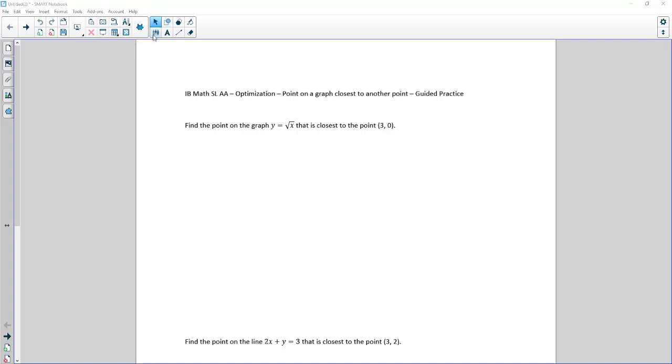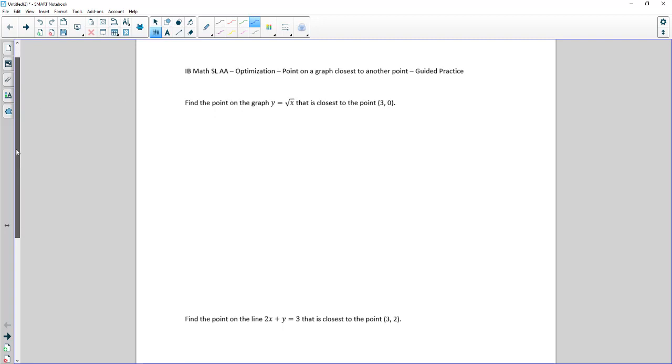Today we're going to talk about another application of optimization, finding a point on a graph that is closest to another given point. Kind of an interesting thing. So we're just going to do a couple questions on this video. I'm not going to make it very long, and I'll just show you how this works. It should be pretty intuitive, but we'll see how this goes.